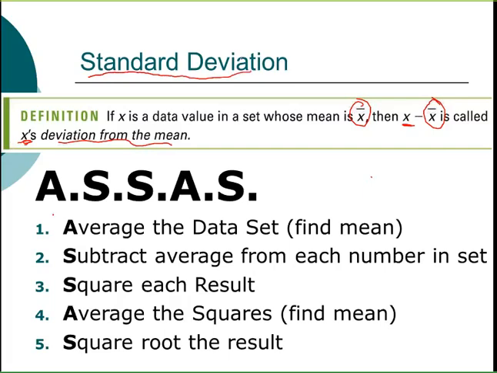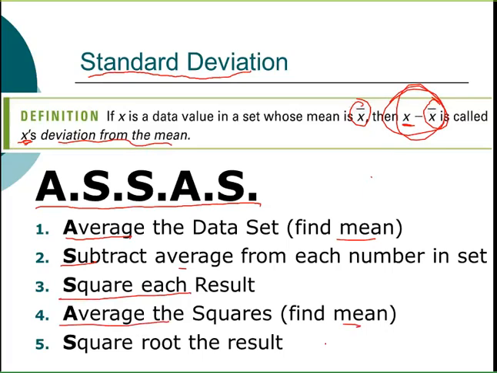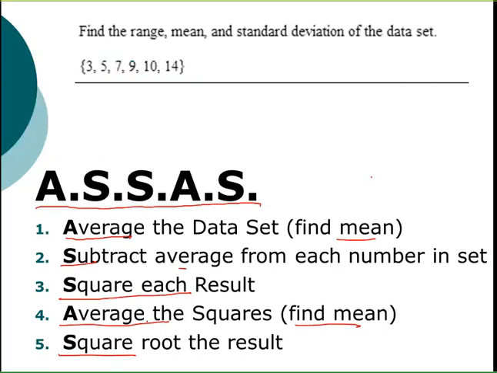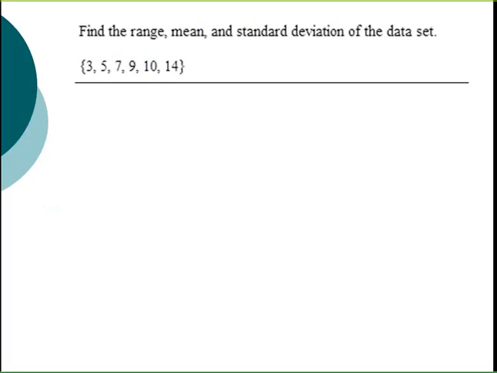To do that, we've got a long process, and I've got an acronym, and it looks bad, but it's not. It's just ASSAS, a 5-step method. First, you average the data set, in other words, find the mean. Then you subtract the average from each number. You're going to be doing this right here in the set. Then you square the results, average the squares, in other words find the mean again, and then you square root that final result. So yes, it is a long process, and you might want to rewind now and take a picture of the last one.